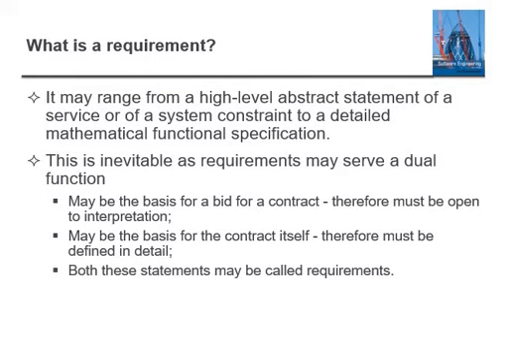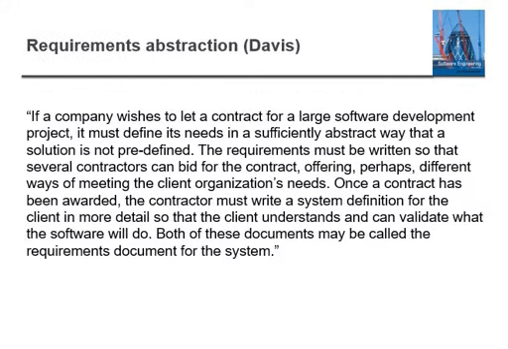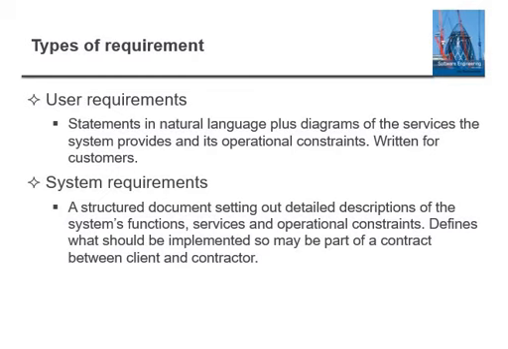It may range from a high-level abstract statement of a service or system to a contract. So requirement engineering can be in different forms: it can be one-to-one communication, or it can be a document, or a written contract. We have already seen that.